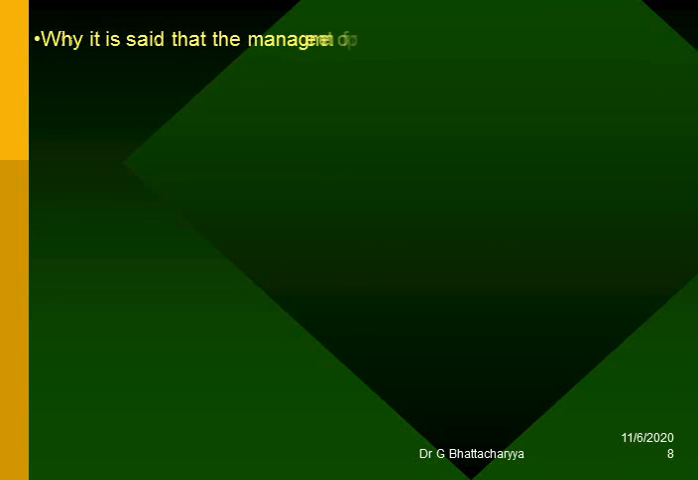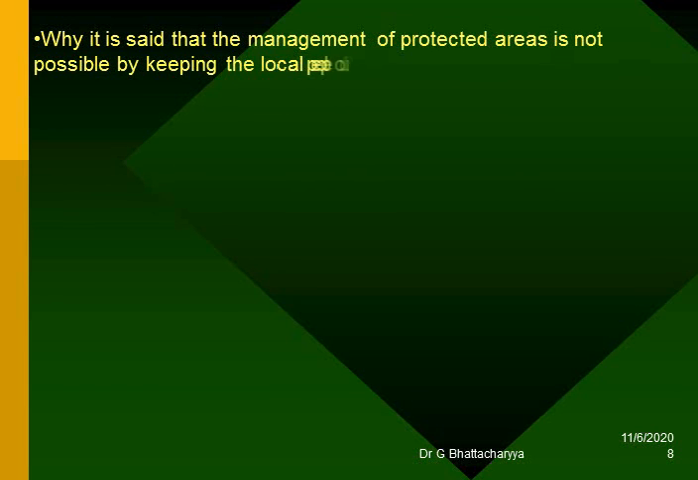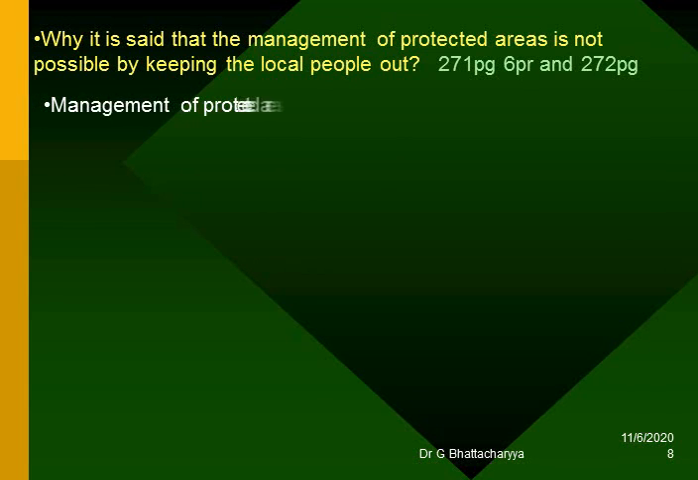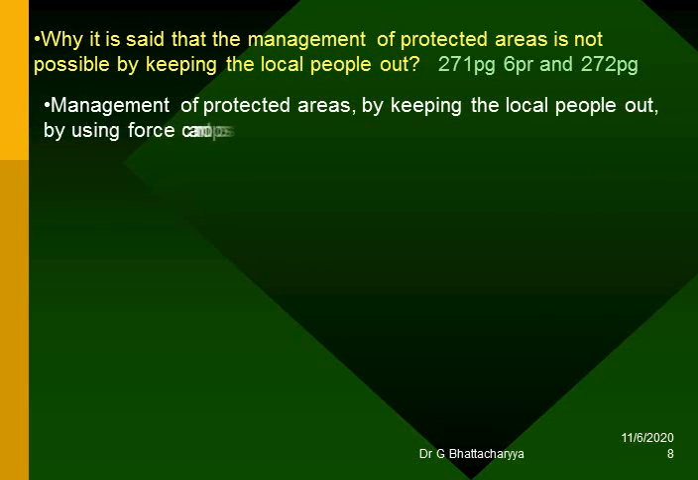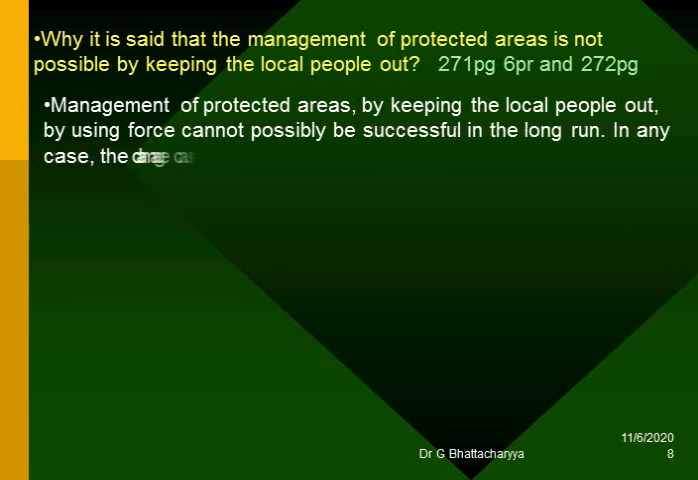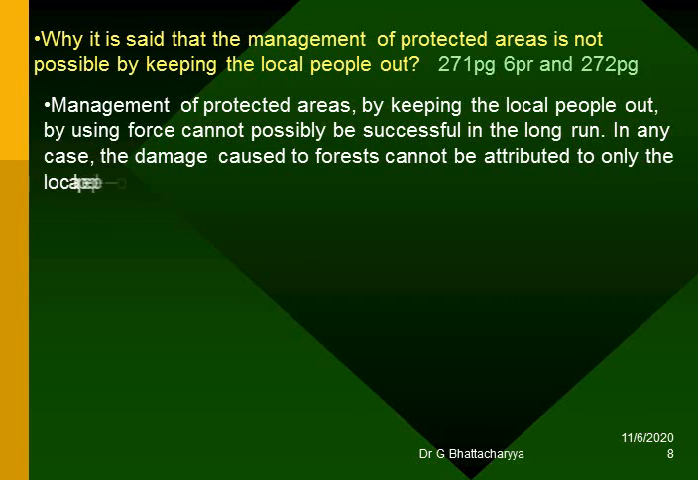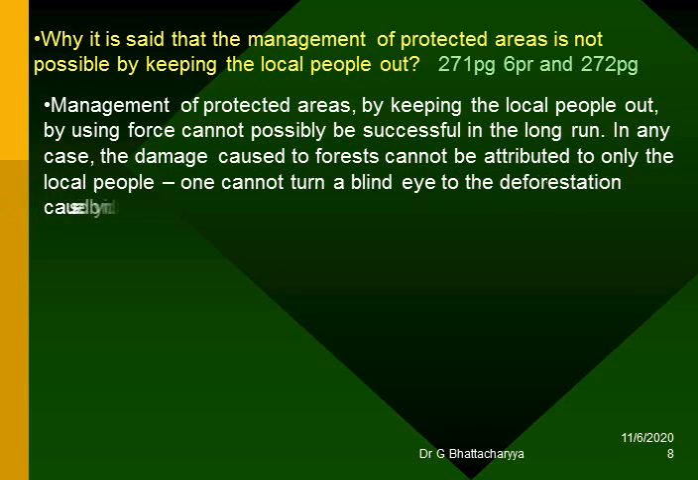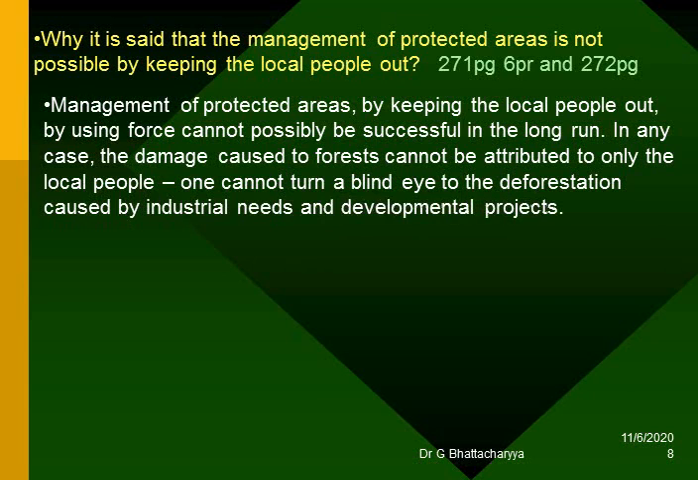Why is it said that the management of protected areas is not possible by keeping the local people out? Management of protected areas by keeping the local people out by using force cannot possibly be successful in the long run. In any case, the damage caused to forests cannot be attributed to only the local people. One cannot turn a blind eye to the deforestation caused by industrial needs and developmental projects.